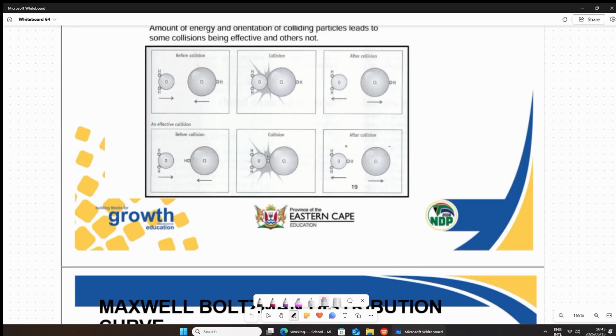During the collisions, the particles need to collide having the correct orientation. As we have explained, if you can see from this slide, the chlorine atom is the one approaching the oxygen atom. Therefore, this collision is not effective because afterwards they go their separate ways, still intact, and no product is formed.